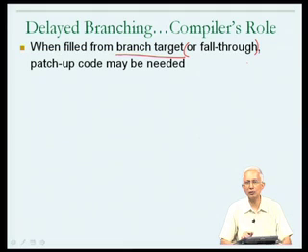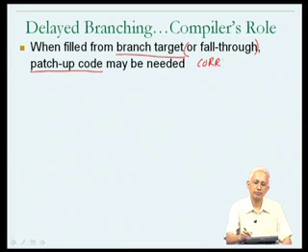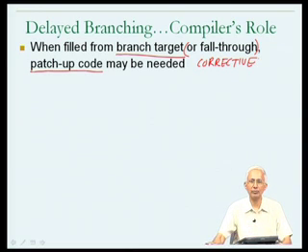Now clearly what the compiler is going to have to do is move the instruction from the branch target to the branch delay slot, but in so doing it has to bear in mind that the instruction in the branch delay slot is going to be executed whether or not the branch is taken. Therefore, if the branch is not taken and the first instruction from the branch target is executed, then some corrective action has to be taken, and therefore the compiler will have to do that corrective action by including some patch up code or corrective code, which will correct the meaning of the resultant program to be as per the original program.